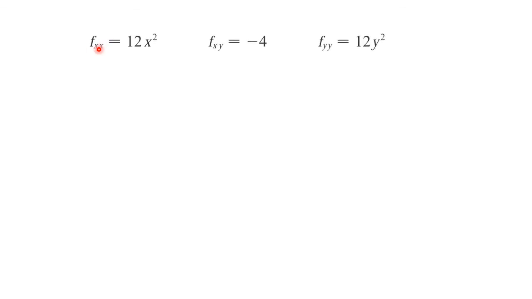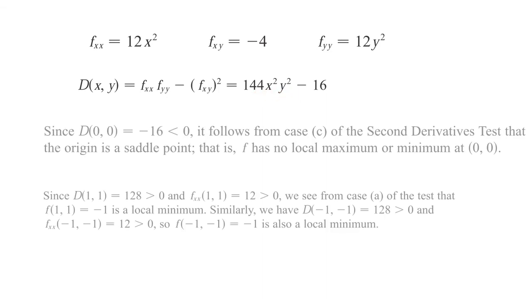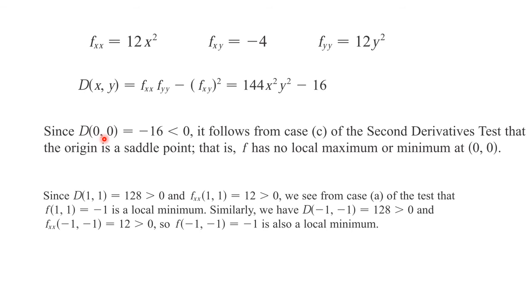To find D, we have to find fxx, which is 12x square, fxy, which is minus 4, and fyy, which is 12y square. Now, the formula of D is given as this. Put all these values in the formula, we'll get 144 x square y square minus 16. Now for the first point (0, 0), put (0, 0) in D and we get minus 16, which is less than 0, and it is a saddle point.